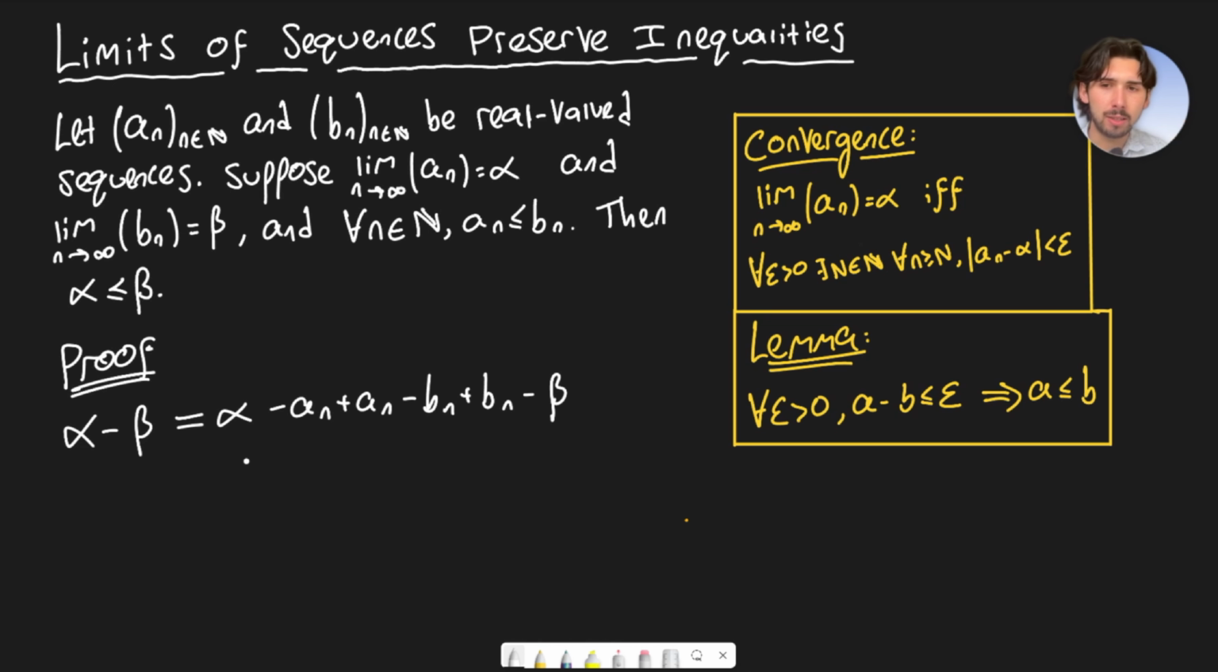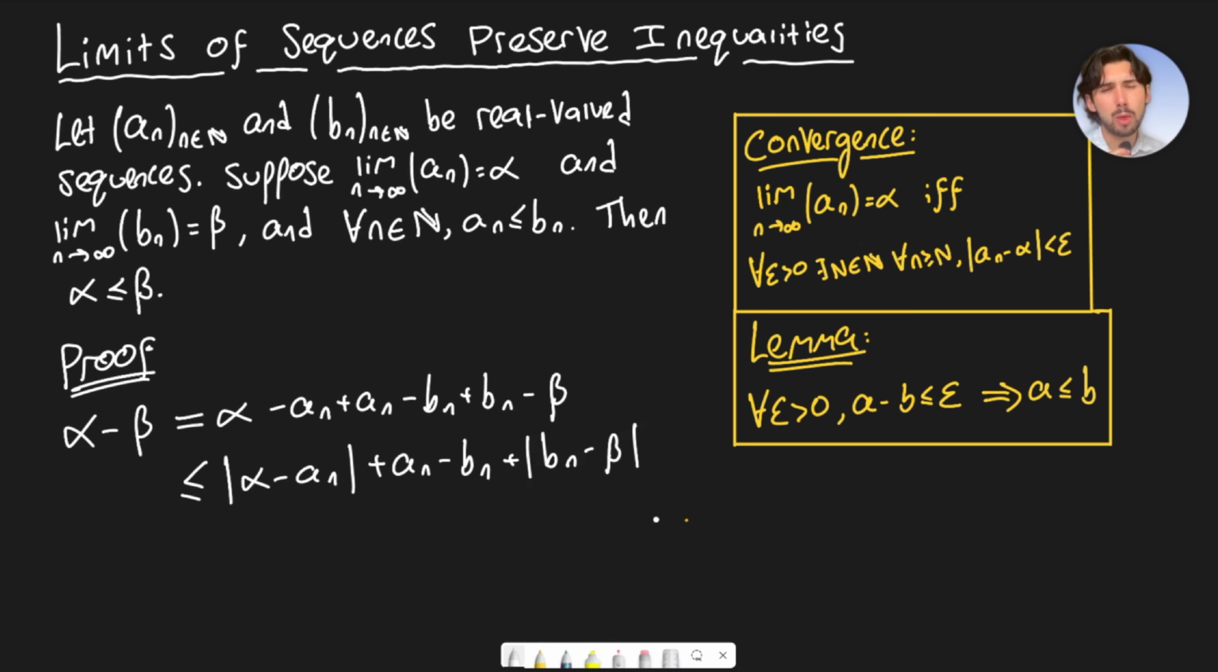But the benefit of this is I can say that this is less than or equal to the following. The absolute value of alpha minus an plus an minus bn plus the absolute value of bn minus beta. So what I've done there is I've selectively put moduluses around the first couple of terms and the last couple of terms. Of course, that can only make everything bigger. So I can definitely have that it's less than or equal to what I've written here.